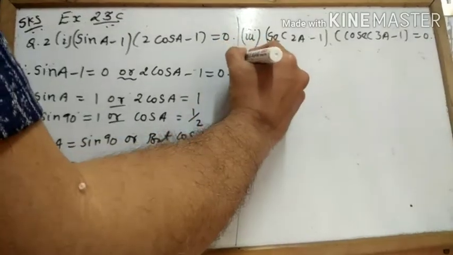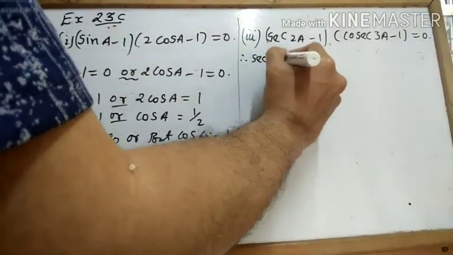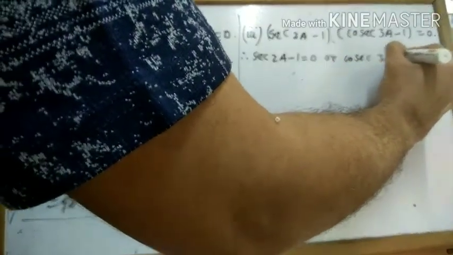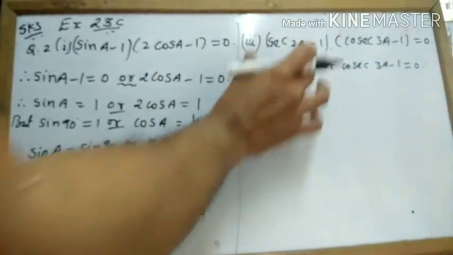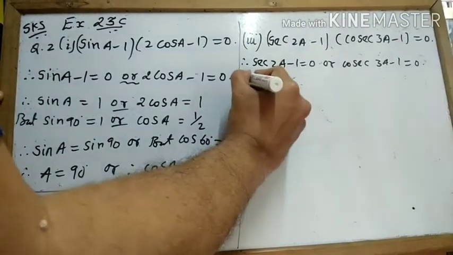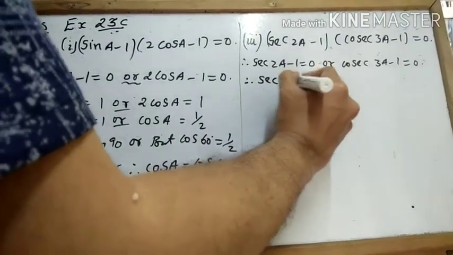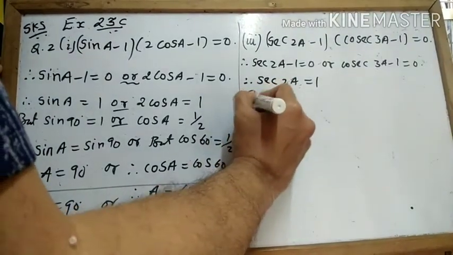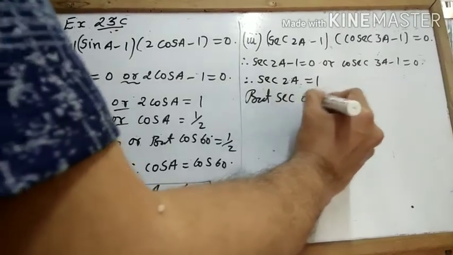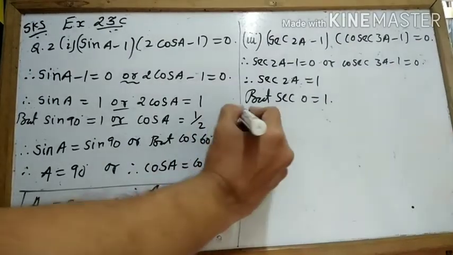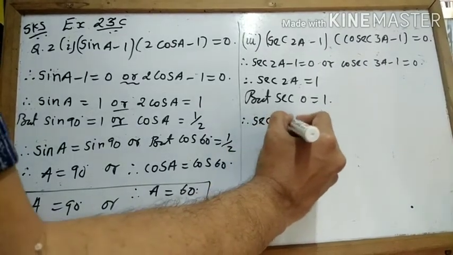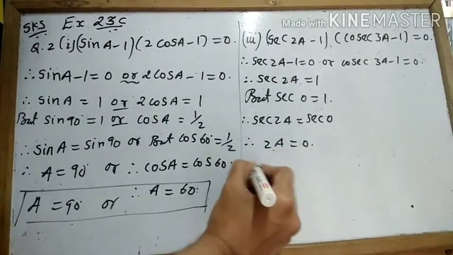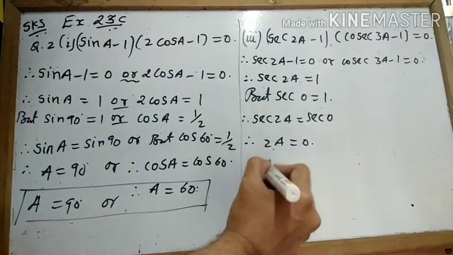So again I will use the same concept. Sec of 2a minus 1 equal to 0 or cosec 3a minus 1 equal to 0. I will solve only one part at a time. So I can say that sec of 2a is equal to 1. But if you see the tabular values, sec of 0 is equal to 1. Therefore, my conclusion will be sec of 2a will be equal to sec 0. Therefore, 2a will be equal to 0, which will fetch me one of the values of a as 0.